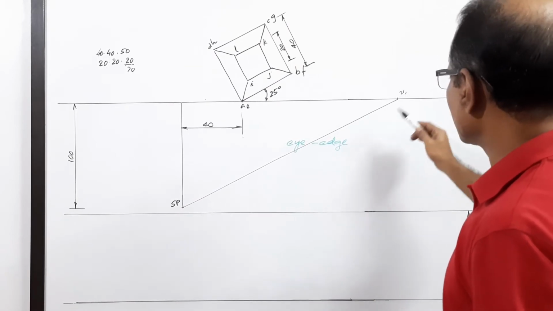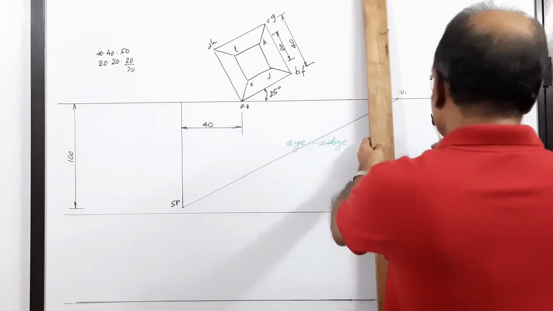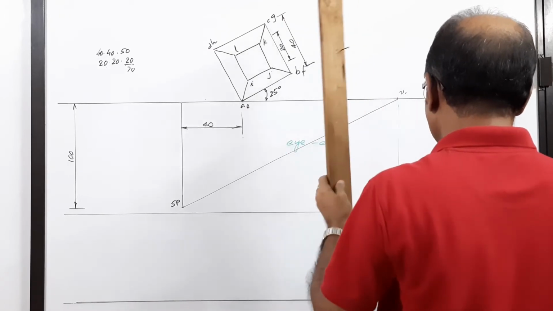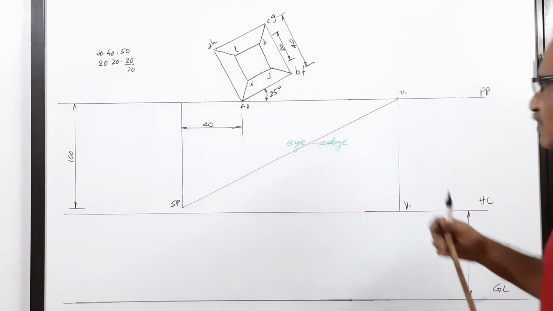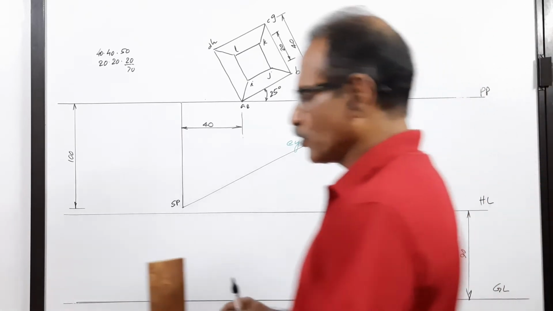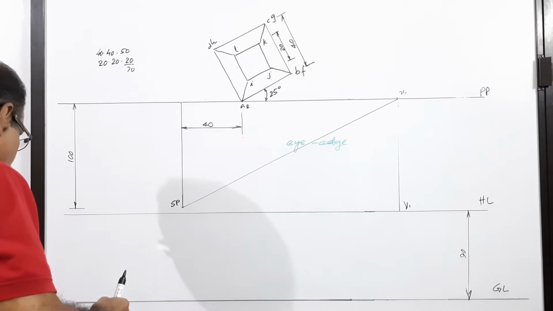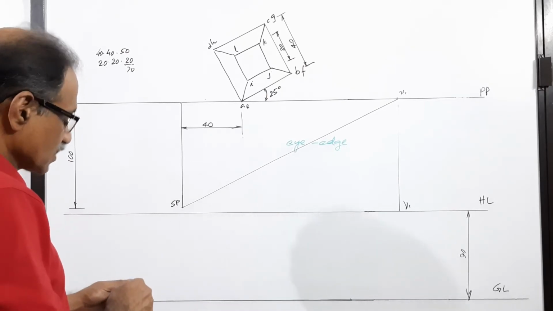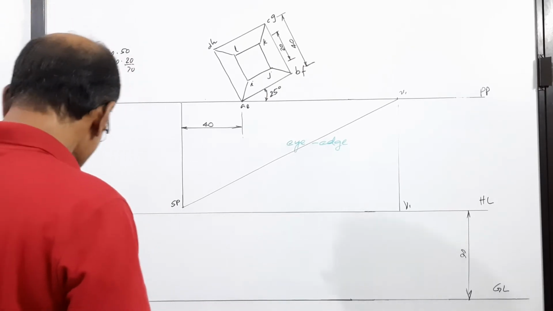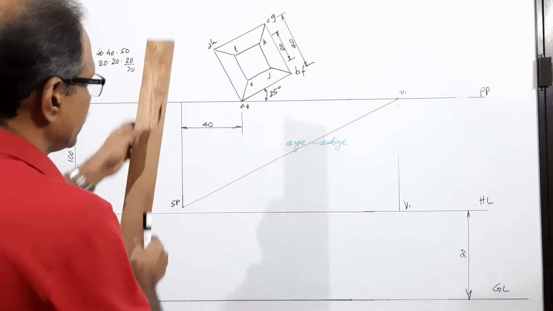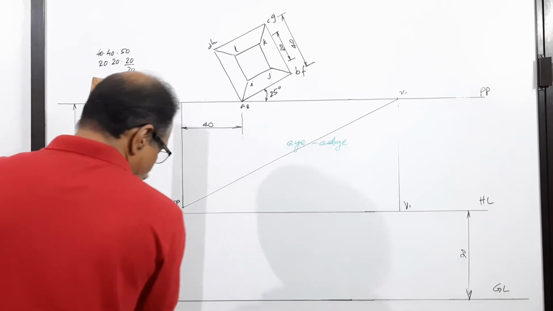Picture plane at V1, then drop it down to HL, I get capital V1. What is capital V1? Capital V1 is the vanishing point of AB and all lines parallel to AB. Agreed? Now, I join all points of the object to SP to get intercepts.